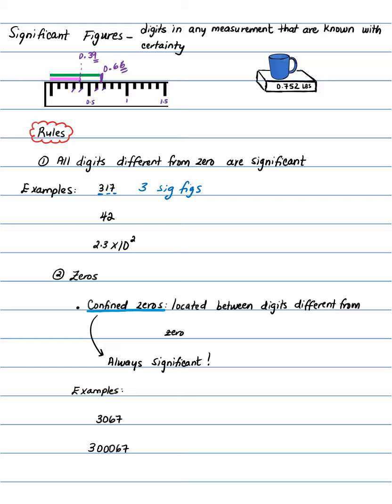The second number, 42, the 4 and the 2, both of them are significant figures. The last one is a number in scientific notation. When you're looking at scientific notation, we don't look at the exponential part to determine how many digits are significant in that number. So that number 2.3 times 10 to the second, to determine the number of significant digits, we're looking only at the decimal part. So 2.3, that's 2 significant figures too.